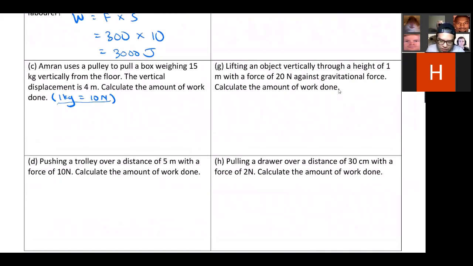So the vertical displacement is 4 meter. Calculate the amount of work done. Hitungkan kerja dilakukan. So W equals force times displacement. What is my F? My F is 150 Newton, because 15 kg is the same as 150 Newton, because 1 kg is 10 Newton, so 15 kg is 150 Newton. Times S, which is 4 meter. 4 times 150, you get 600 joule.